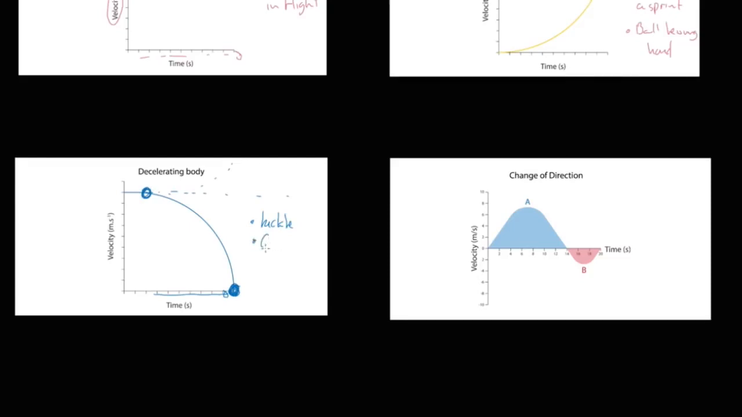We could also be thinking about something like a catch. The ball enters the hand here, and as the catcher cushions the ball into their hands, it eventually comes to rest as they slow the ball down and catch it. So those would be good examples of a decelerating body. You could also talk about a sprint after the finishing line, something like that.